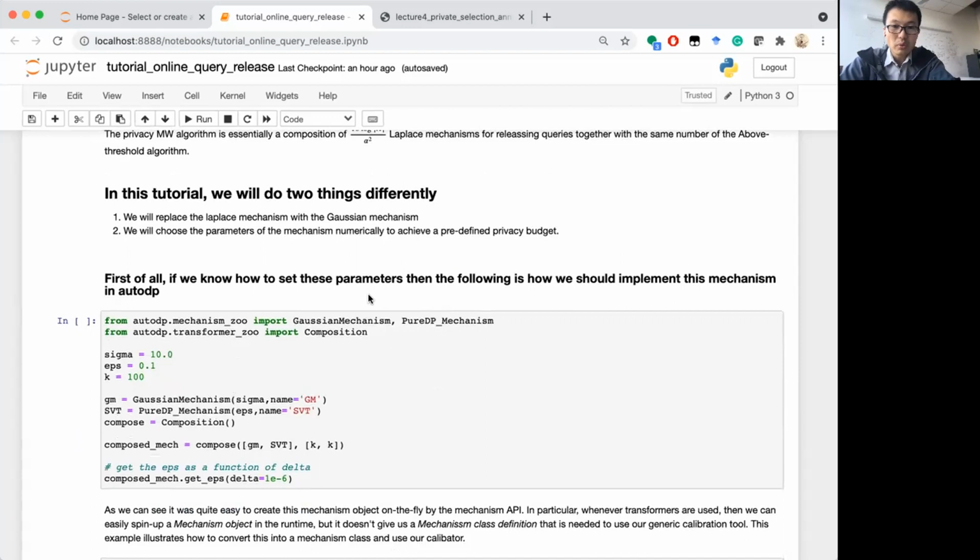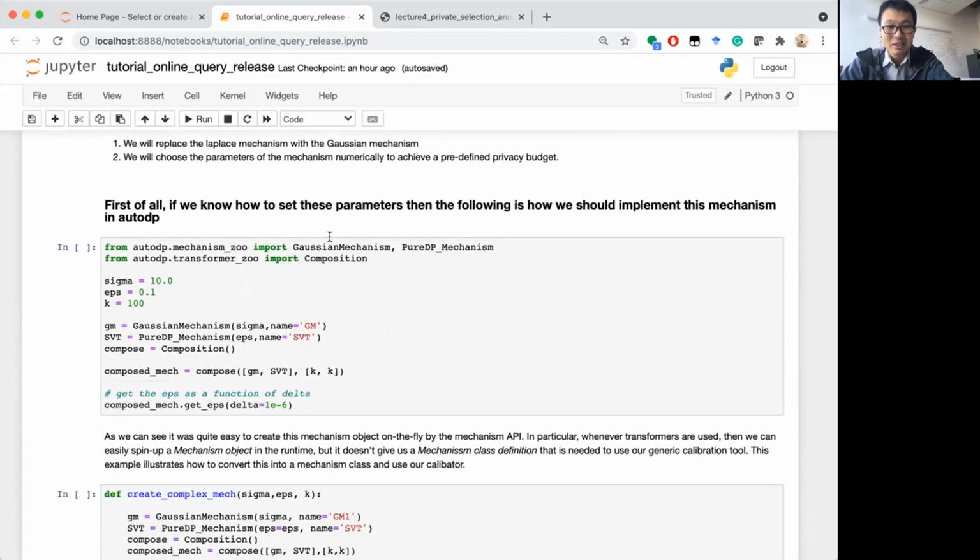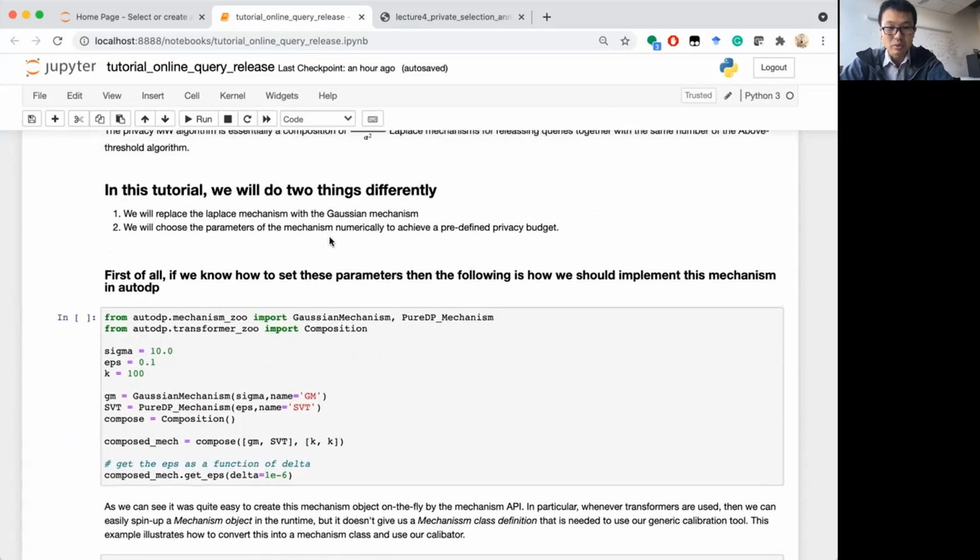Okay, so we'll replace the Laplace mechanism with the Gaussian mechanism, and we will also choose the parameters of the mechanism numerically rather than according to the theory, which has a bunch of numerical constants that we sometimes do not know how to set in practice. AutoDP can be used to help with that.